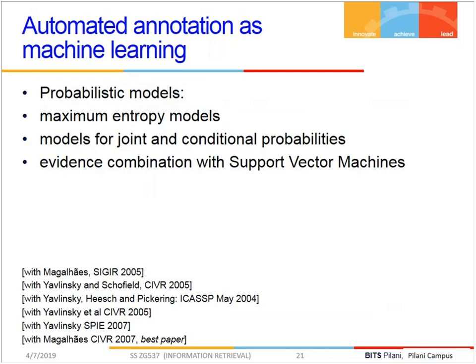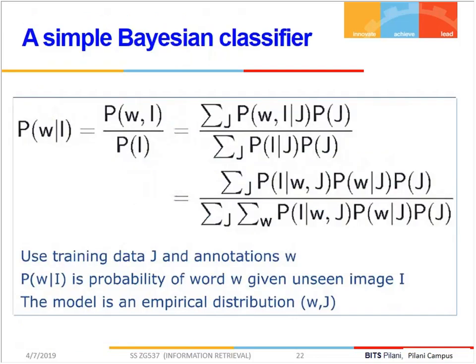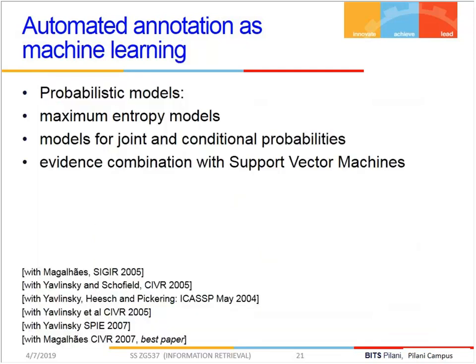There are different models for this, like probabilistic models, maximum entropy models, joint and conditional probabilities, and support vector machines. With each visual term, we associate a keyword. How do we associate a keyword? We find out what the possibilities are. For example, take this visual term of water. You want to know what it is: water, grass, or a tree. So you have three possibilities. You calculate the probability of translation of this visual term into water, into grass, and into trees. Whichever probability is highest, that is the correct annotation of this visual term. So that is the formula.